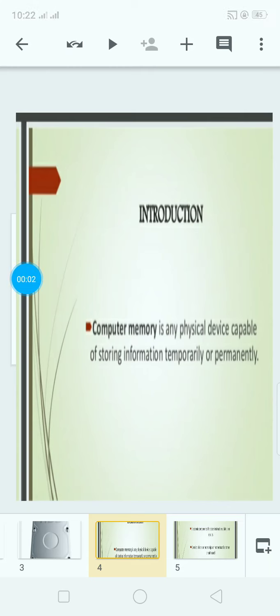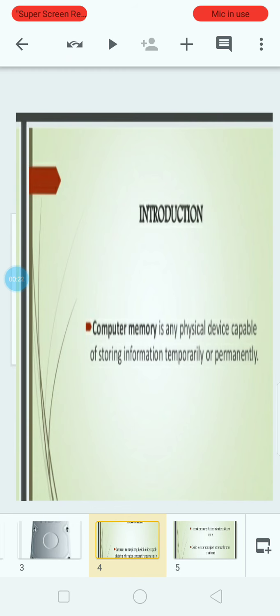Hello students, today we are going to learn about PC memory, that is, computer memory. Computer memory is any physical device capable of storing information temporarily, like RAM, that is random access memory, or permanently, like ROM, that is read-only memory. Memory devices utilize integrated circuits and are used by operating systems, software and hardware.